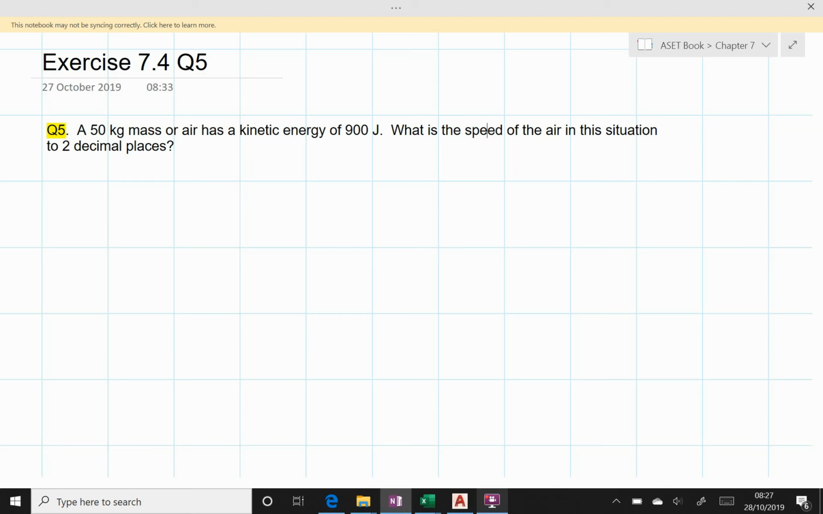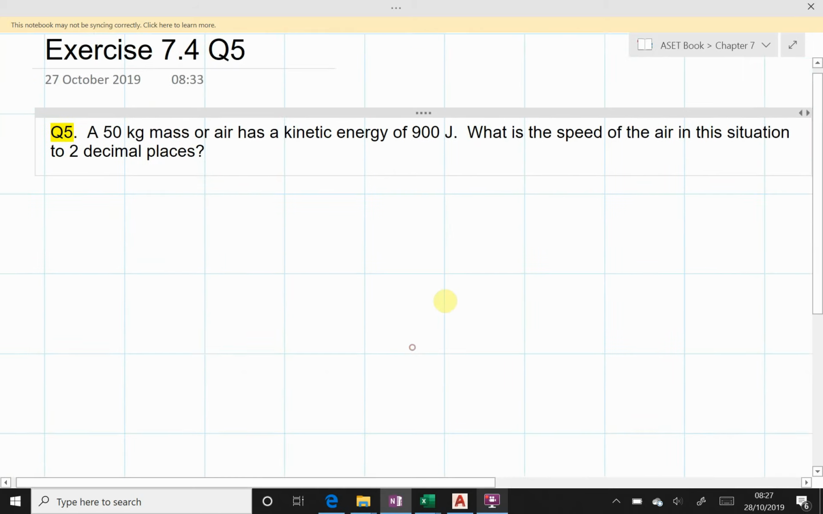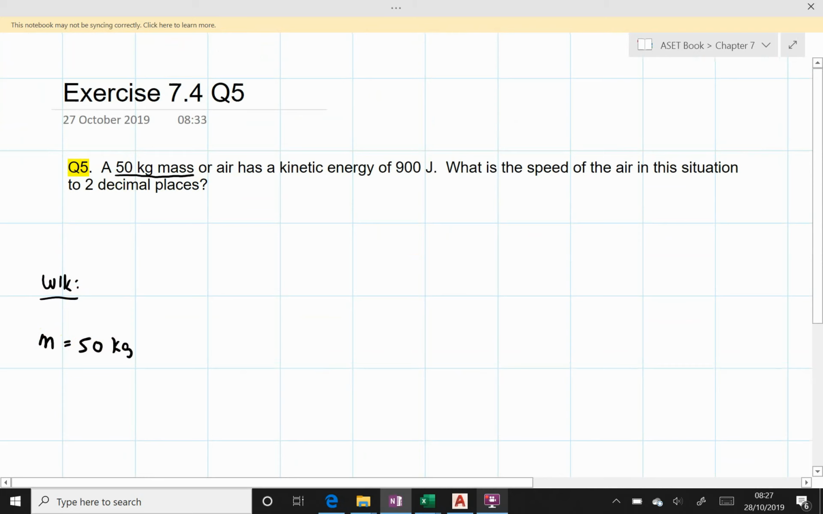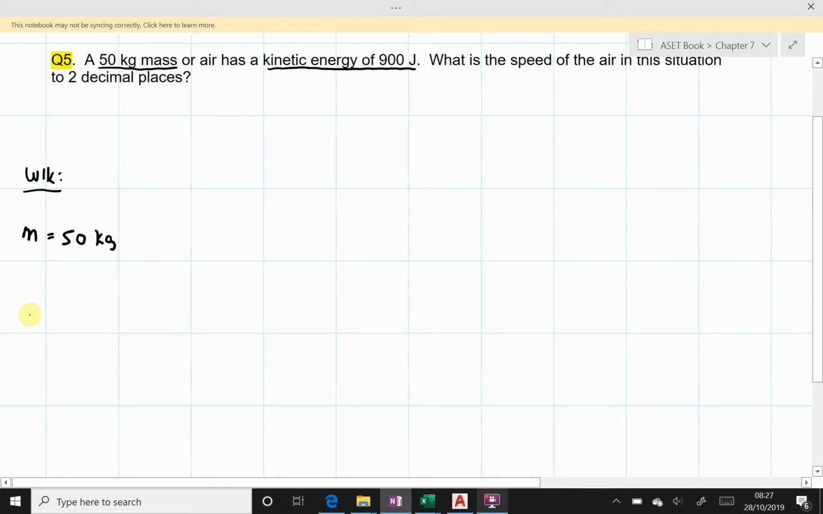We're now into exercise 7.4 question 5, and we're asked in this question to work out the speed of air. If you write down first of all what we know, we can see the mass is equal to 50 kilograms, and the kinetic energy is equal to 900 joules. And we're asked to work out the speed, which is v.